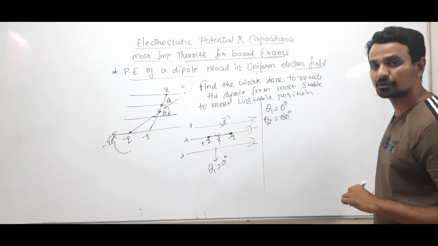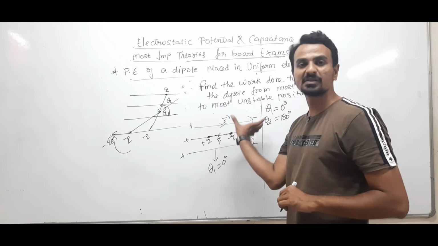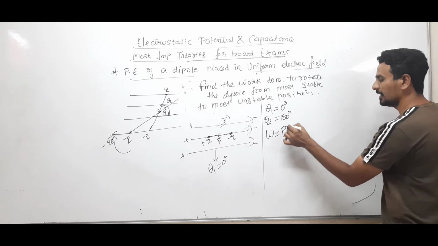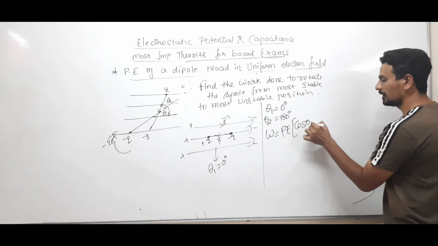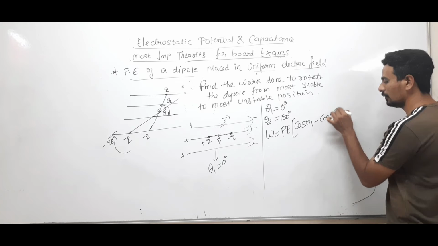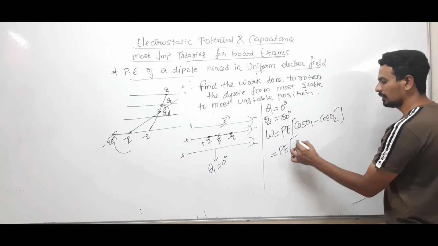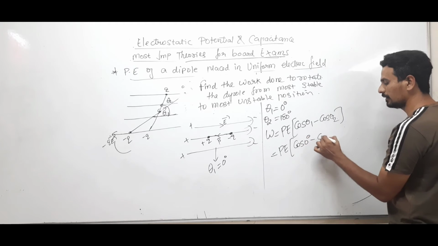So what is the work done to rotate the dipole from most stable to most unstable position? Substituting in the formula, P E cos theta 1 minus cos theta 2. Clear? P E cos 0 minus cos 180.